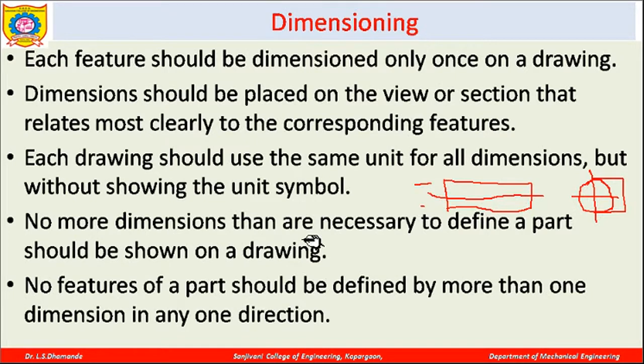No more dimensions than are necessary to define a part should be shown on a drawing. So whatever number of dimensions are really required to define the part, only those dimensions are to be specified on the drawing. And no feature of the part should be defined by more than one dimension in any one direction.